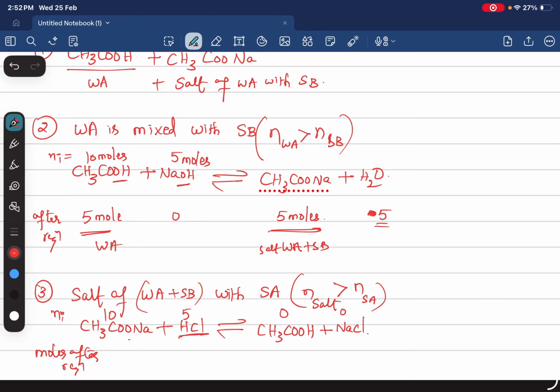Since we took 5 moles of strong acid, the complete 5 moles react with CH3COONa according to the limiting reagent concept. So the resultant moles after reaction are 5 moles of this one, this will be 0, and this also 5 moles, and this also 5 moles we will get. But here this is the weak acid and this is the salt of the weak acid, both are there. So that is how we can get the buffer. These are the ways to prepare buffer solutions.